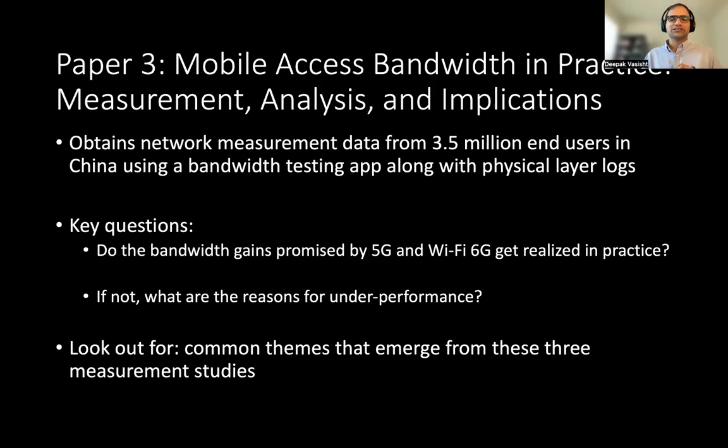Okay, and to answer these questions, it obtains network measurements from 3.5 million users in China using a bandwidth testing app similar to speed test. And one of the cool things about their paper is that they also get physical layer logs like signal strength and RSSI measurements from these devices in addition to bandwidth data. Okay, so as you see these three measurement papers, listen to their talks, you see there are common themes that emerge from these three different measurement studies in different contexts, as well as from different perspectives.